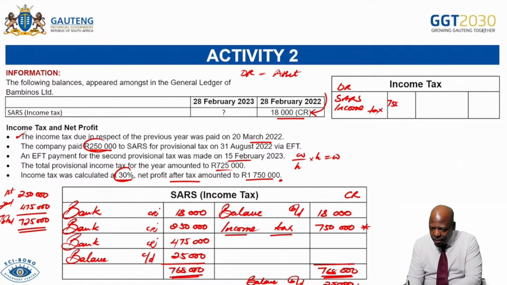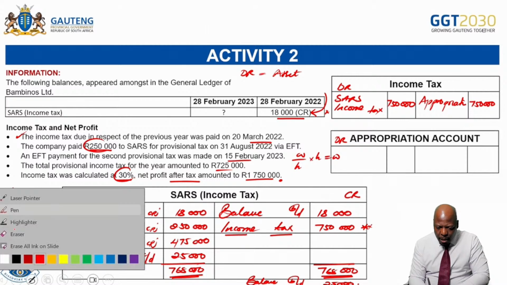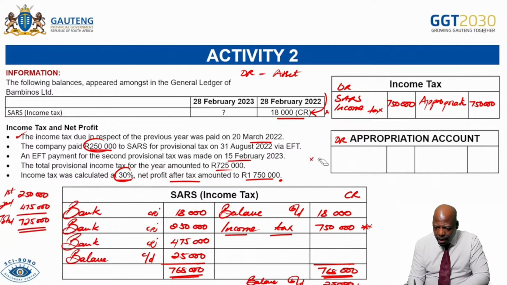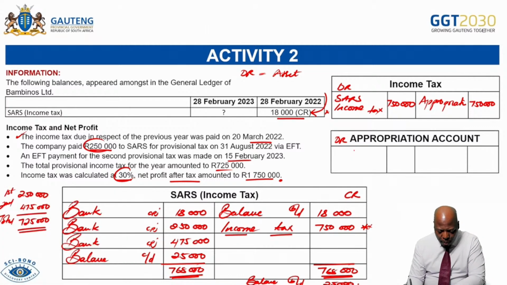And how much is that? That's my 750,000. This one here. Okay? And then this income tax account, I'm going to close it off to my appropriation, which is my 750,000. That means I must now come to my appropriation account, where on the debit side, okay, let me just clear that part so that you can see everything clearly here. Cool, like that.